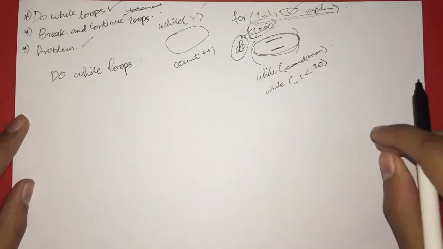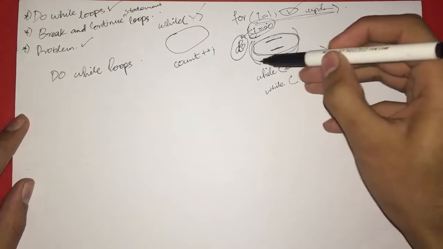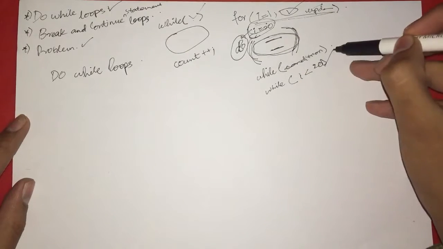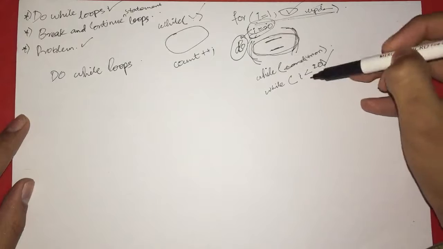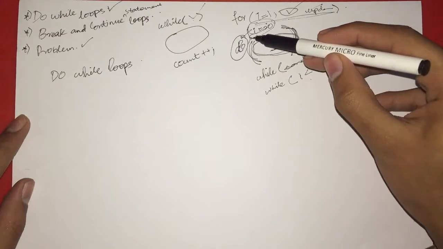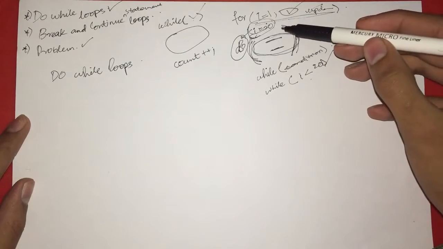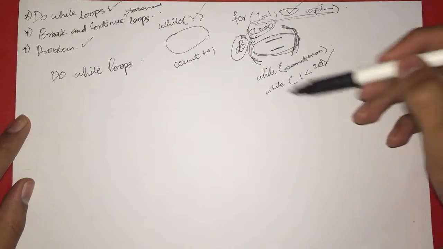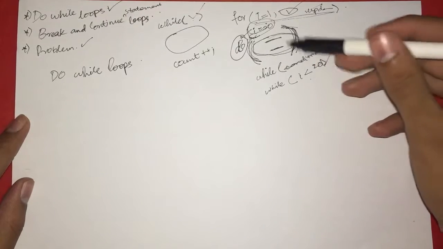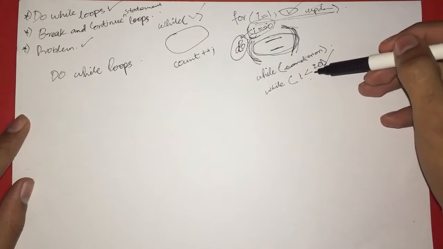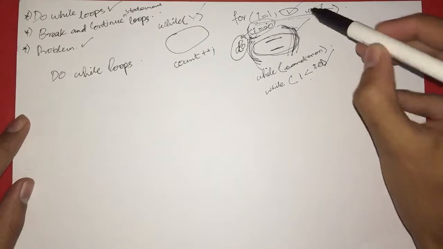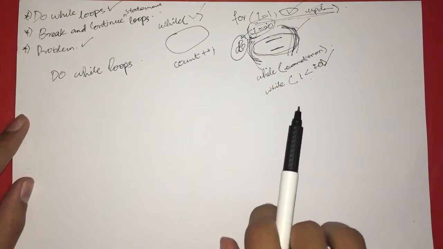But in a do while loop, as we can see, the body of the loop executes at least once before checking the condition. So even if the condition is false in the first place, the body of the loop will be executed at least once before checking the condition, and then it will check the condition after executing it once, find that the condition is false, and then it will terminate. But the body of the loop will at least execute once. So that was about do while loop.